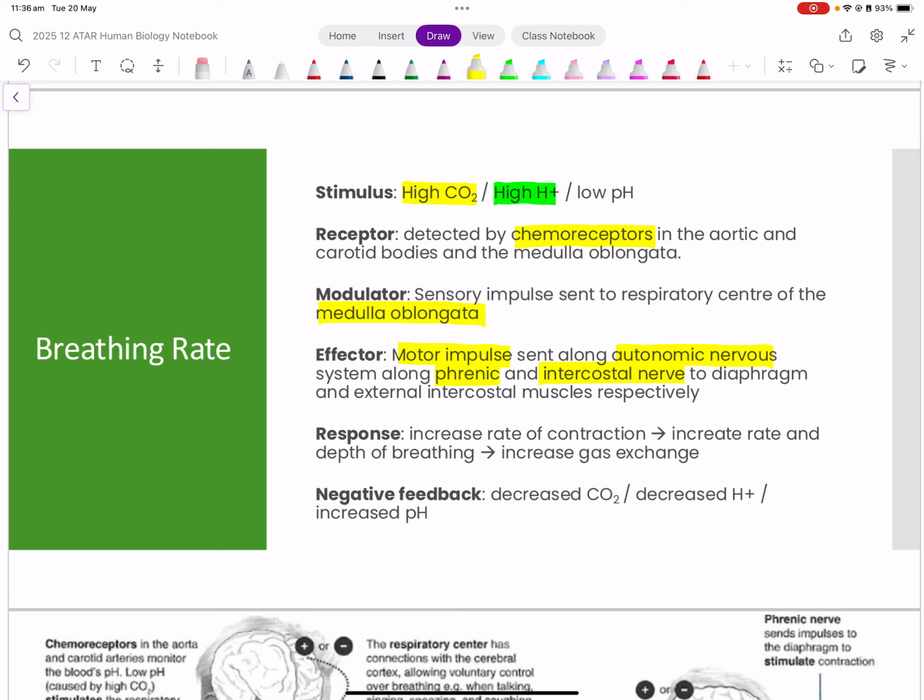What they then do is they're going to increase not only the rate of contraction, but also, another typo here today, increase the rate and depth of breathing. And this in turn is going to increase the amount of gas that is exchanged, decreasing the carbon dioxide levels and or decreasing the concentration of hydrogen ions.